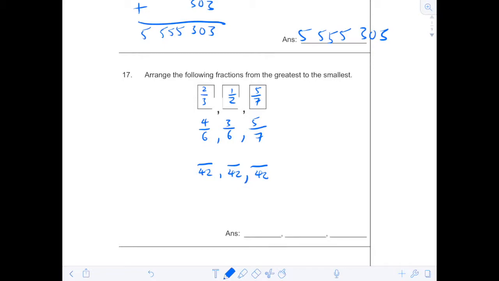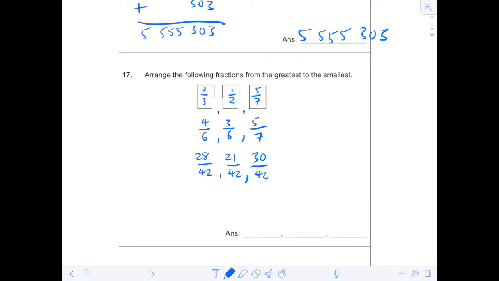So base 42 for all of them. To get from 6 to 42, you must multiply by 7. So 4 times 7, you get 28. 3 times 7, you get 21. And for the 7 to get to 42, you have to multiply it by 6. So 5 times 6 will be 30.